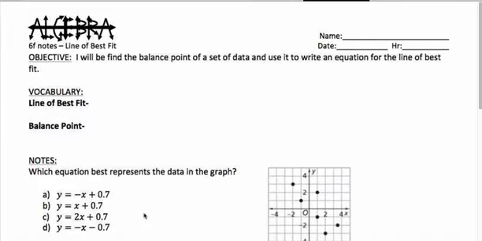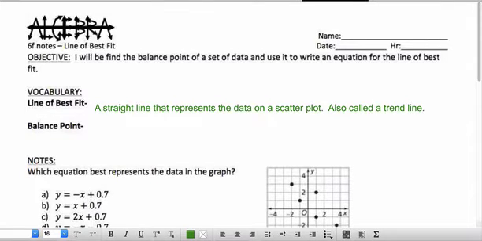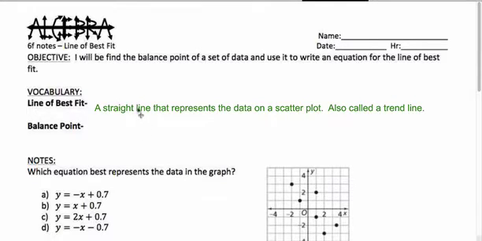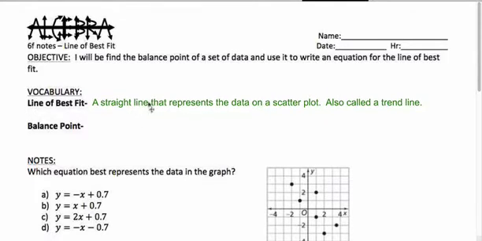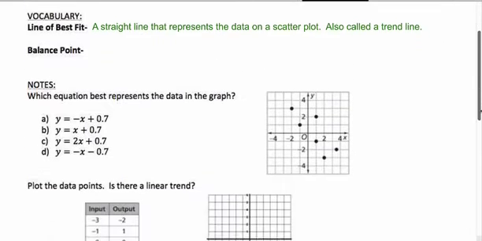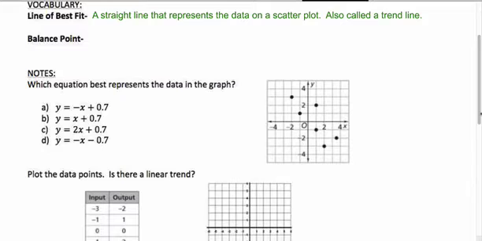All right, so what is a line of best fit? This is a straight line that represents the data on a scatter plot, and it's also known as a trend line. So we'll come back and fill in this part about the balance point in just a moment, but let's look down at this graph. Which equation best represents the data in the graph?